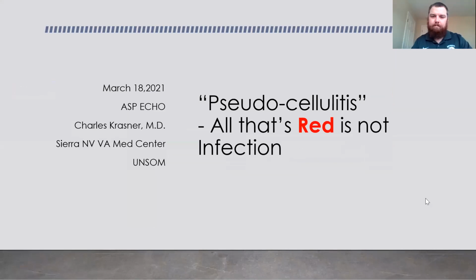This is a fun topic because it's a lot of pictures, and then at the end we'll have a little quiz and see who can get the right diagnosis. Anyways, the term pseudo-cellulitis, I don't think it's in the Oxford Dictionary, but it's a term that I've seen used the last few years. And basically it's any skin condition that is misdiagnosed as cellulitis. So all these other possible causes that are not really cellulitis. And basically it's all that's red is not infection. So we're going to go through how to differentiate real cellulitis from all this myriad of other possibilities.